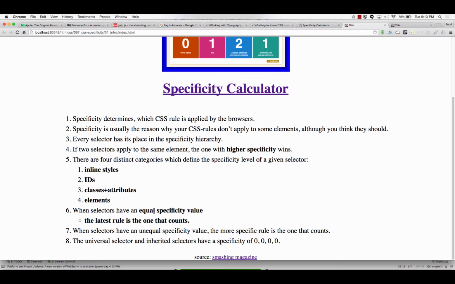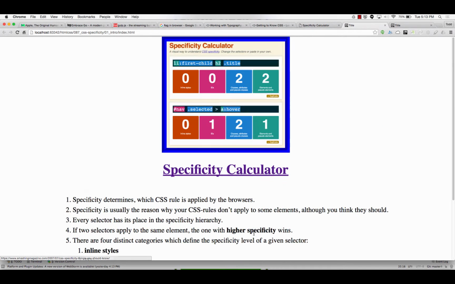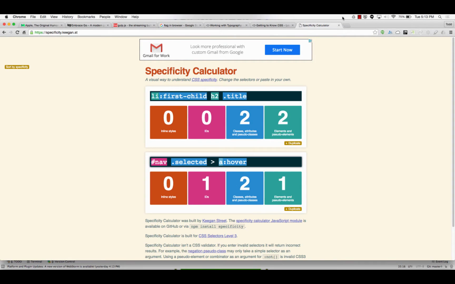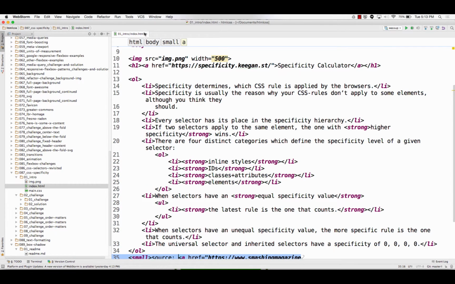When they have equal specificity. That's what I said, unequal, when they have equal. When selectors have an unequal specificity, the more specific rule is the one that counts. Universal selector and inherited selectors have a specificity of nothing, right? So star, the universal selector. And this is from Smashing Magazine. I put the source right there. So some examples.